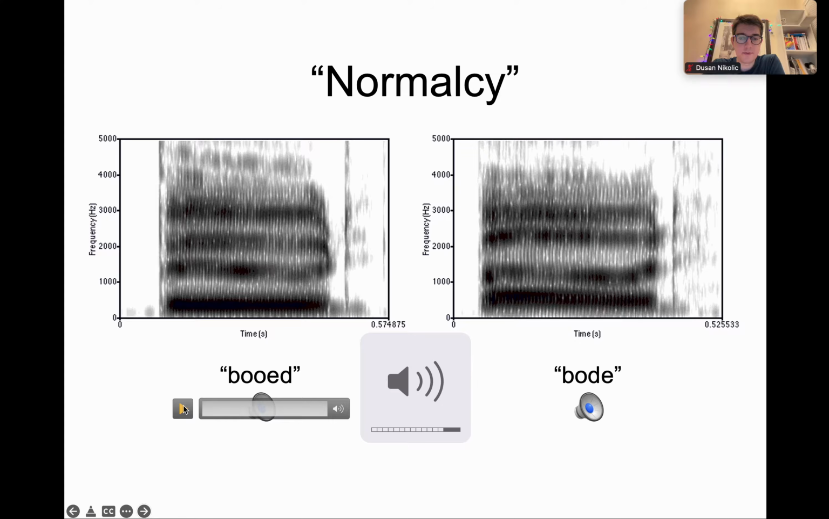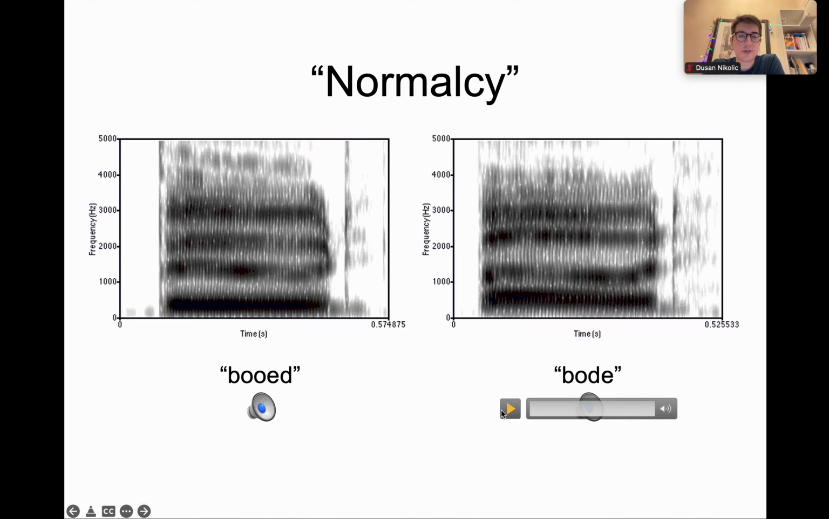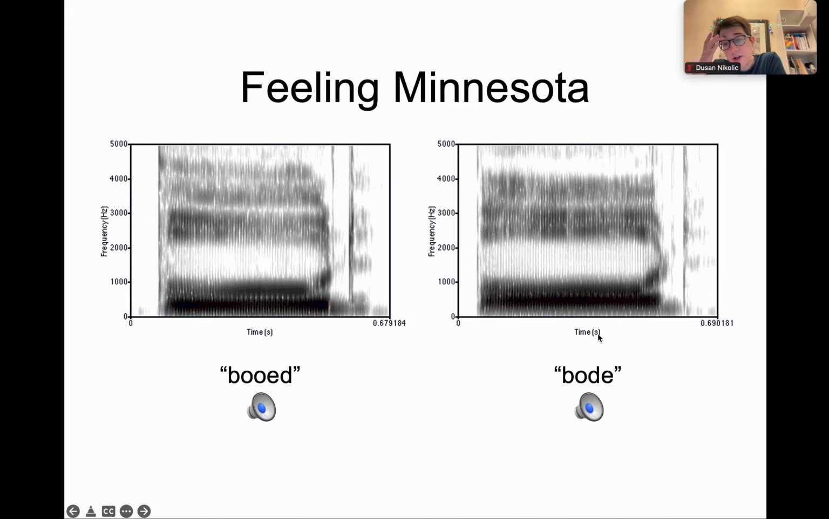Booed. Have to increase the volume. Booed. Bowed. Booed. Bowed. Whereby we have, because these are very back vowels, we have low F1 and low F2, or relatively low F2. Actually, for this one even more so, bowed, but you can see that the lowering of the F2 is noticeable here.